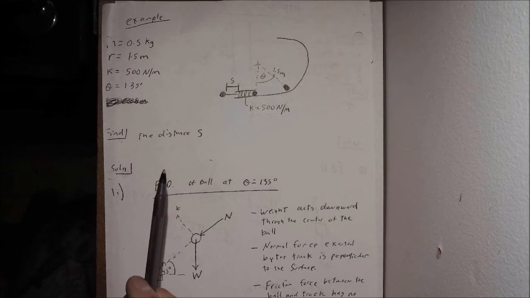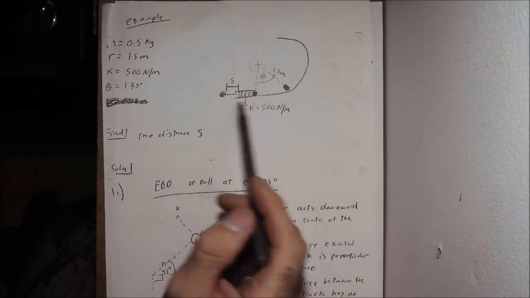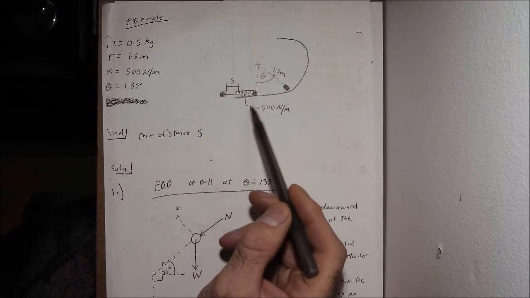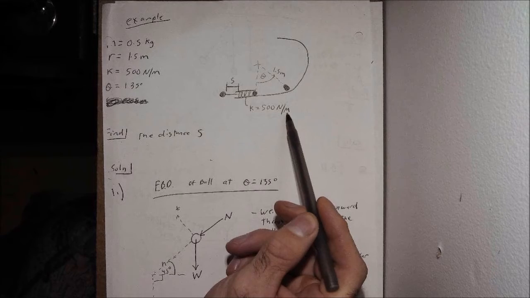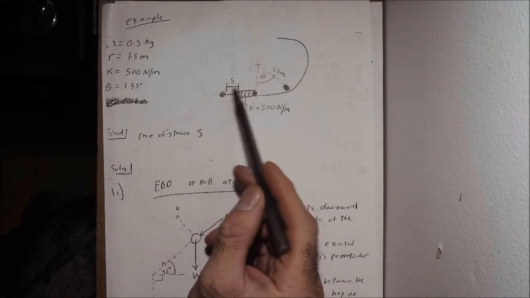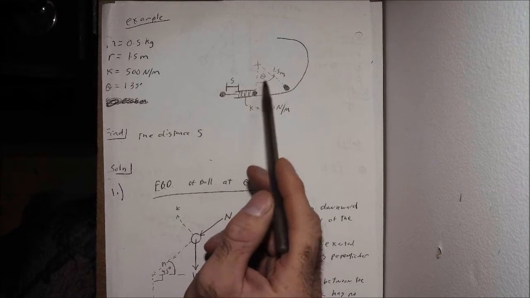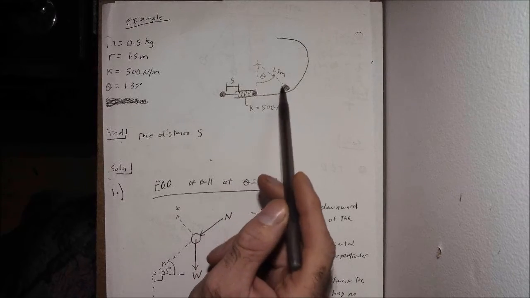So the first step in our solution is to create our setup page. In this one here, we redraw our simplified diagram. There's our spring here. The spring constant K is equal to 500 newtons per meter. So you pull back a distance here of s. There's our theta angle there and our radius of 1.5 meters.